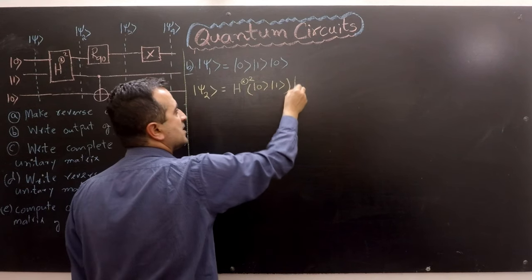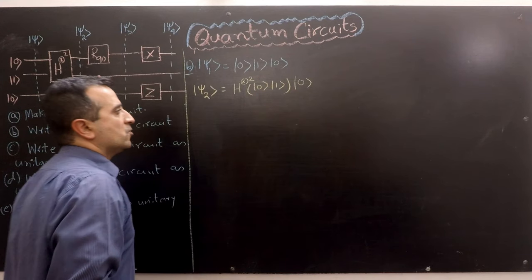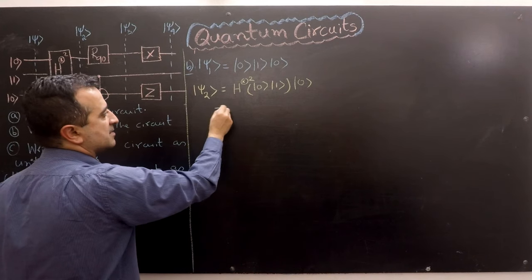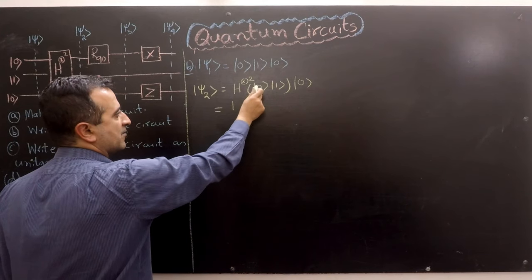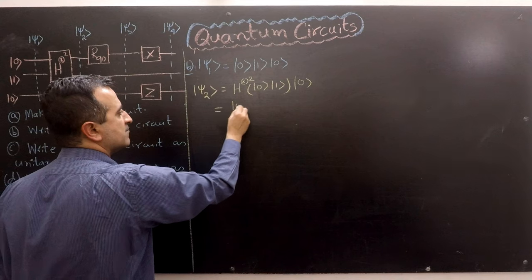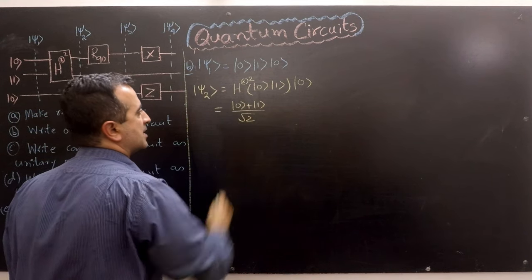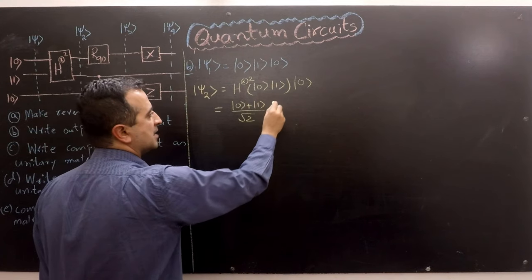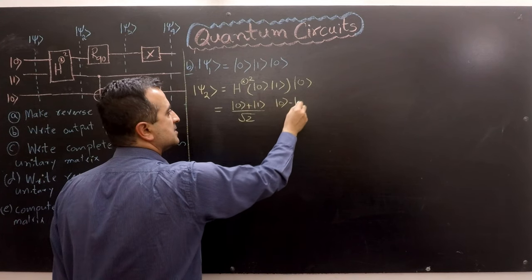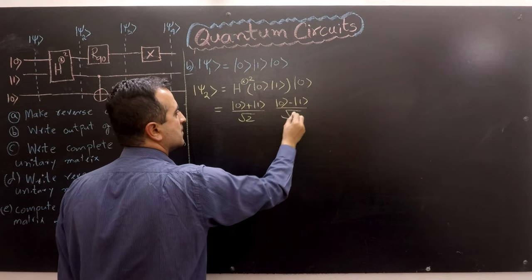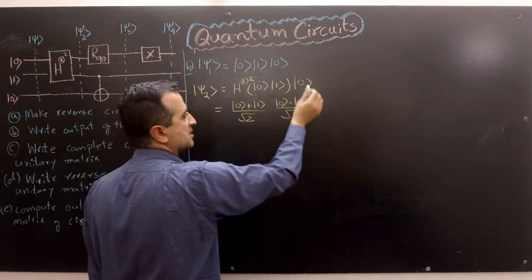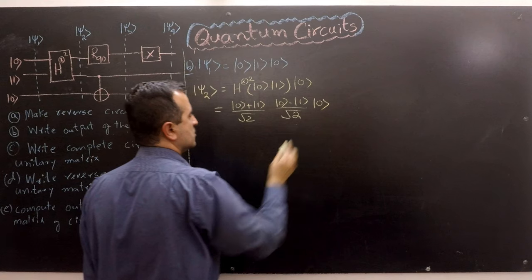There are different ways to apply the Hadamard gate. I'm going to use the method that I think is the fastest. When I apply Hadamard on |0>, my answer will be (|0> + |1>)/√2. When I apply Hadamard on |1>, my answer will be (|0> - |1>)/√2. And the last register remains |0>.